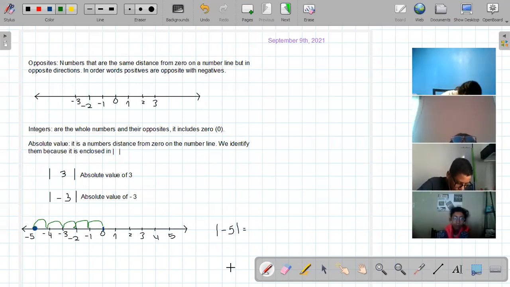-5? No. How many spaces did I move? Did I move -5 spaces? 5, right? So I moved 5 spaces. What does that tell you? It tells you that the absolute value of a number is positive because distances are positive.